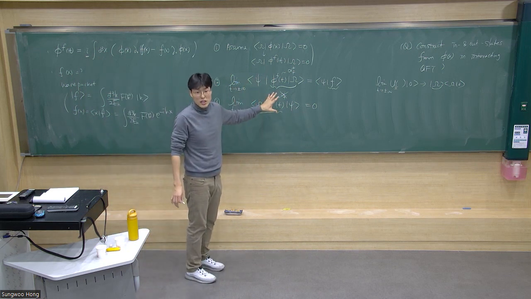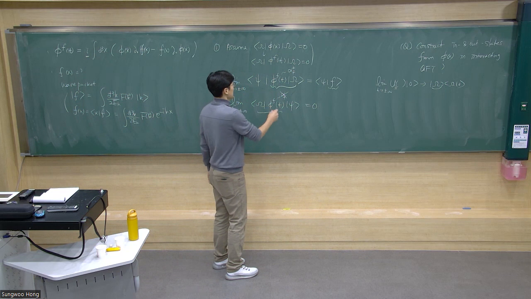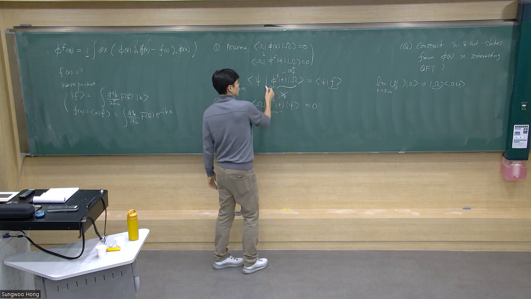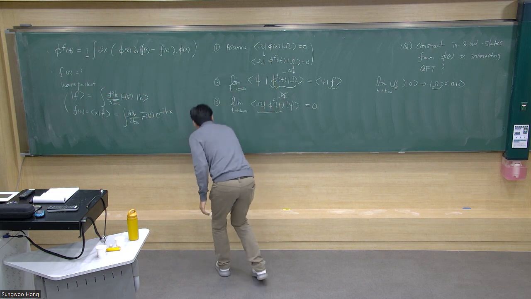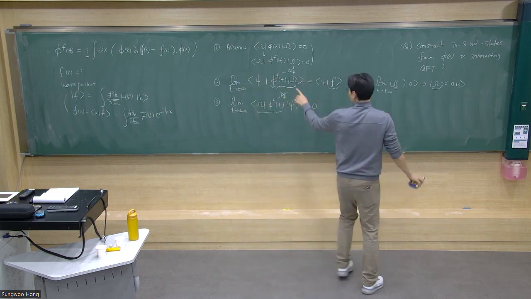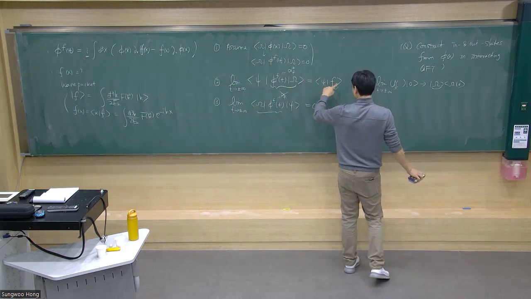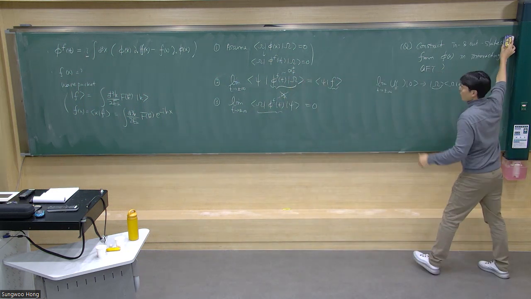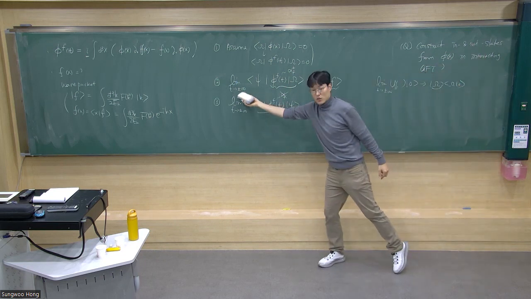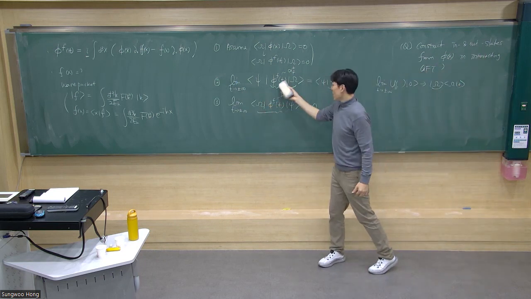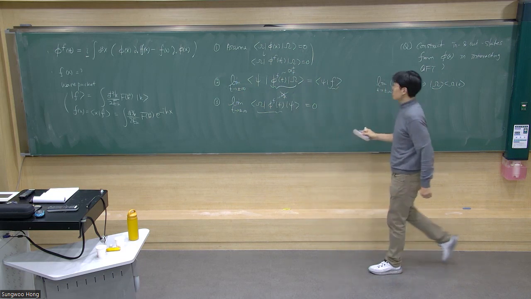Instead, let me use it to prove a more important result. So now, what you want to remember is that this thing prepares an asymptotic particle state. Only asymptotically, like I told you. If you don't take this limit, this can have overlap with other states.